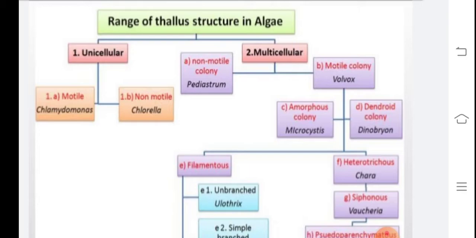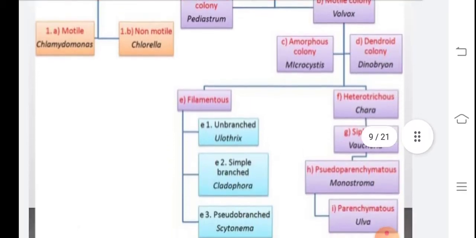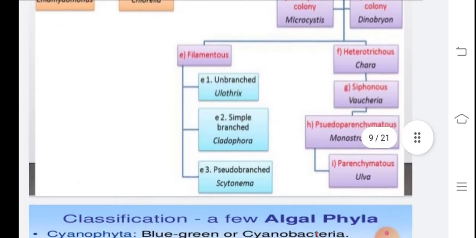Then here, in non-motile multicellular forms, Pediastrum is the good example. Then in motile forms, amorphous colony, dendroid colony, Dinobryon is there. Filamentous unbranched forms are there. Heterotrichous, right? Cladophora is simple branched.